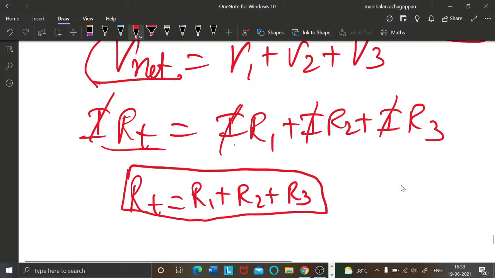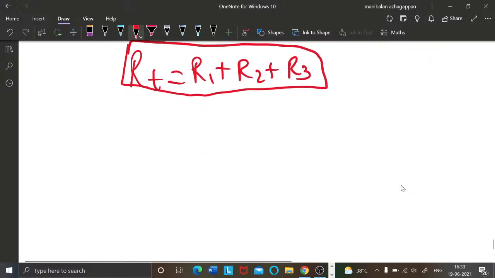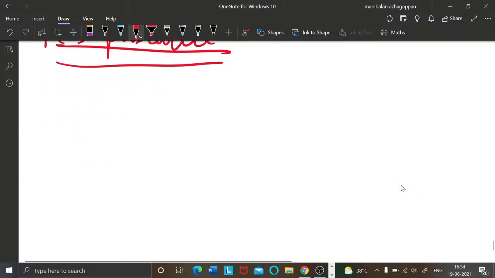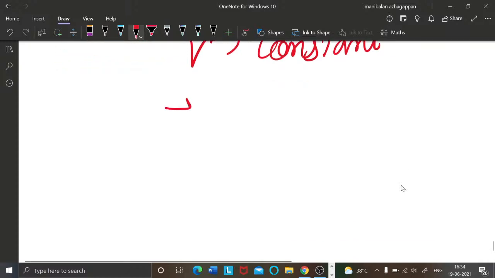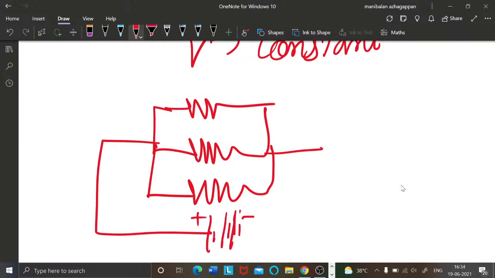Next, I am going to do resistance in parallel. You should keep one thing in your mind: in parallel, voltage is going to be constant. That you have to keep in mind. So I have the same three resistances R1, R2, R3, connected with the battery. I told you already, voltage will be constant in parallel, current will be constant in series.